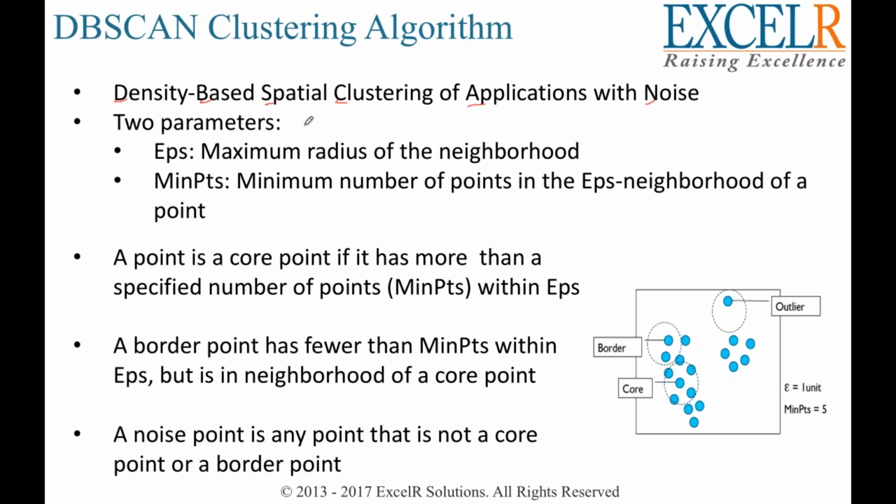DBSCAN primarily has two parameters which we need to understand. Parameter 1 is called EPS, the maximum radius of the neighborhood. We'll discuss these. And another parameter is minimum points, that is, the minimum number of points in the EPS.